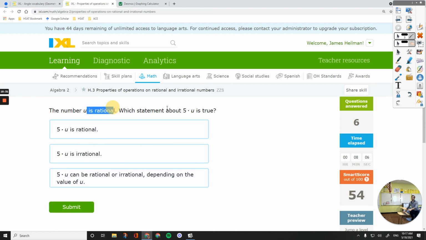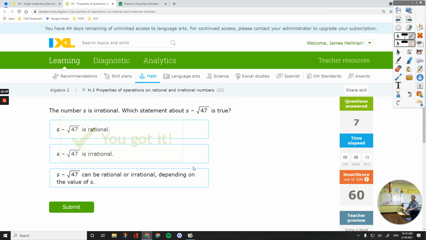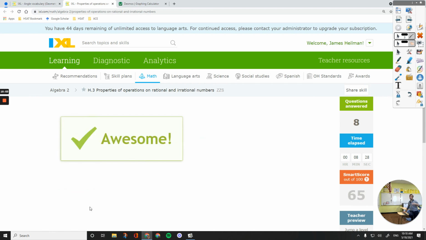u is rational. 5 is rational. We have two rational numbers. The answer is going to be the same. So that's it. Let's do one more. s is irrational. This one is irrational. You have two irrational. Depending on the value, they can either cancel each other out, the square root ones, or not. So the answer could be either one.